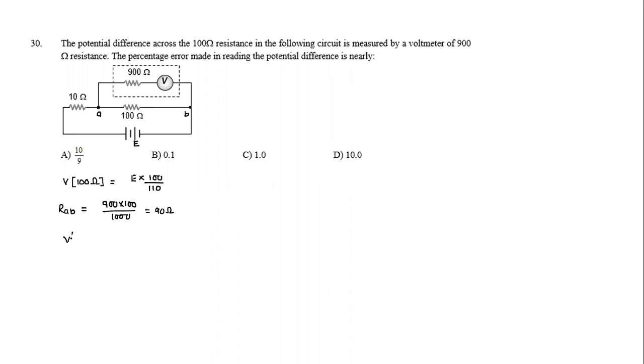Now what is V dash across A and B? The EMF remains the same. Now the resistance has changed from 100 to 90, and the total resistance also changes. So what is the percentage error here? Error divided by original value into 100. We're looking at the absolute value only. So the error becomes V minus V dash by V into 100. We can easily calculate, and that comes to 1%.